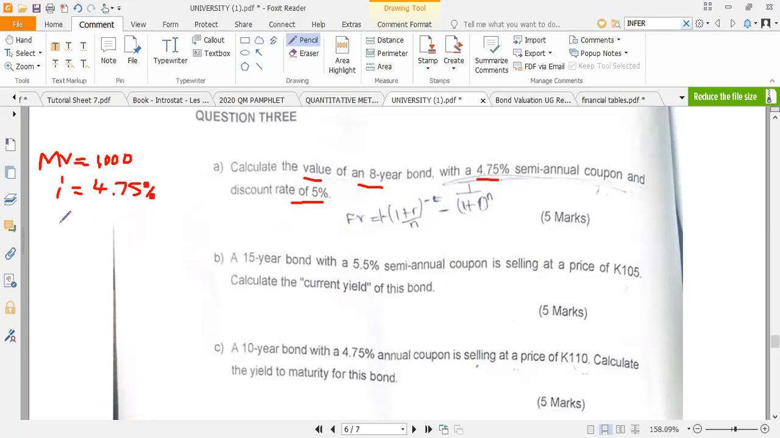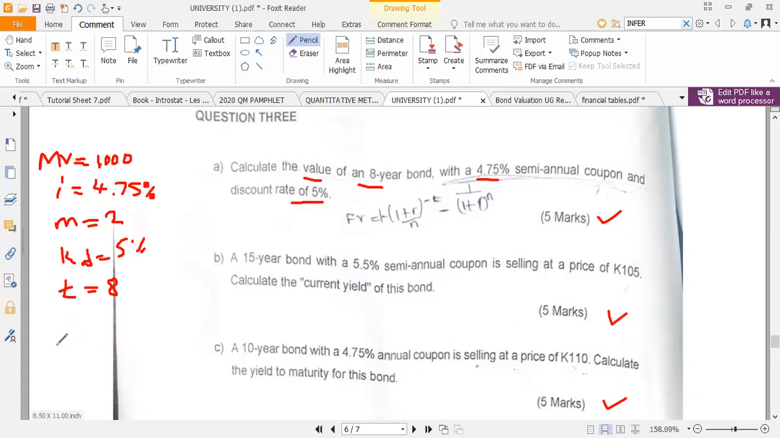Since it's semi-annual, M is 2, right? Then our KD is 5%. Good. And also our time is 8 years, an 8-year bond. So how do we calculate the value of the semi-annual bond? What will this 2 do to this? It will divide both. We're going to divide.